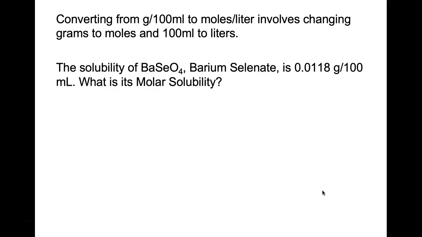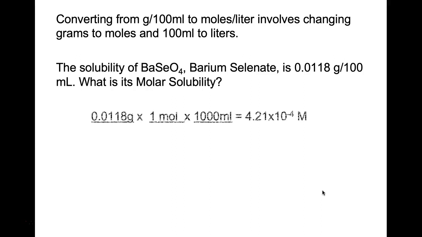As an example, we're given the solubility of barium selenate as 0.0118 grams per 100 milliliters of solution. What is its molar solubility? So we're going to have to look up the molar mass of barium selenate and just apply it to the information that's given. So as you can see here, from the problem we have the grams per 100 milliliters, and 280.3 grams per mole is the molar mass.